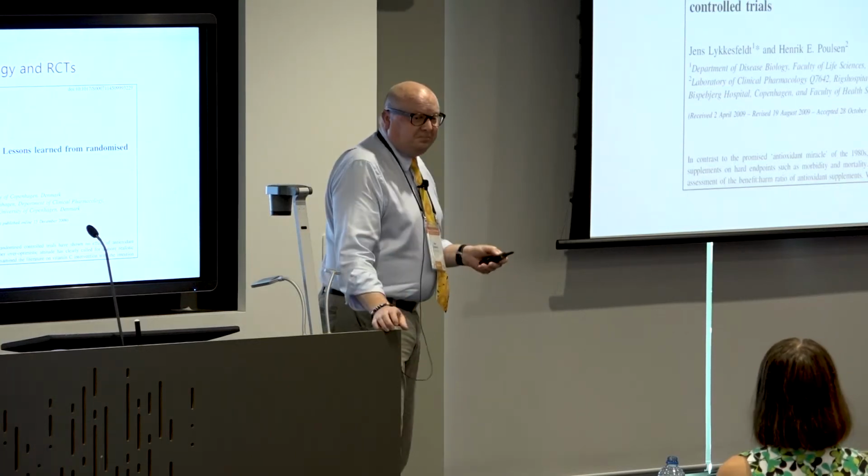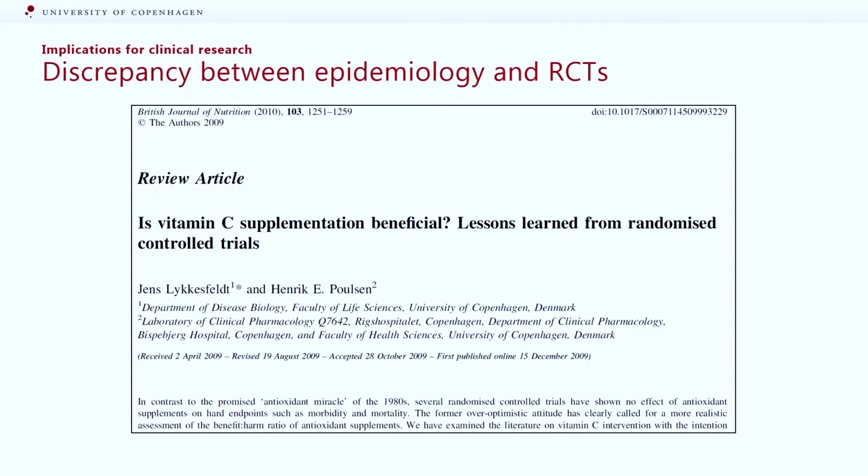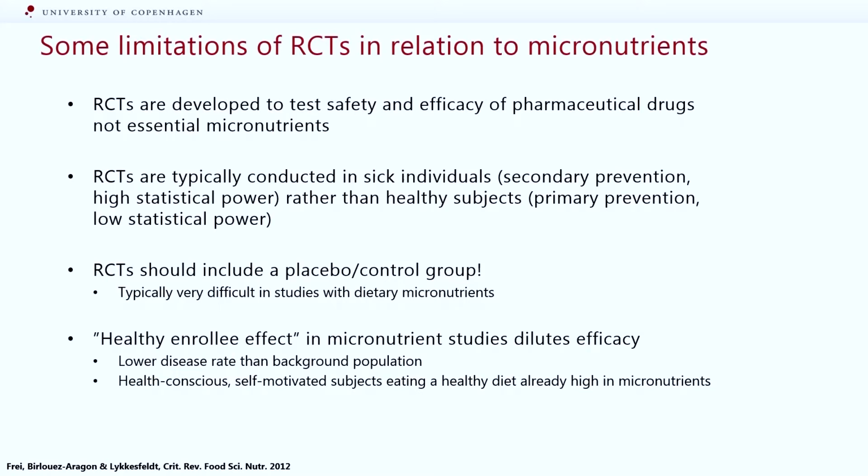But we have a very important discrepancy in the literature, I think, between epidemiology and randomized control trials. And I've written quite a bit about that, and I'm not going to talk about it today. I'm just going to show you a few examples of the problems that we are facing here. Randomized control trials are obviously considered the gold standard in testing efficacy of drugs, and so it should be, but they're basically not developed to test essential nutrients for a number of reasons.